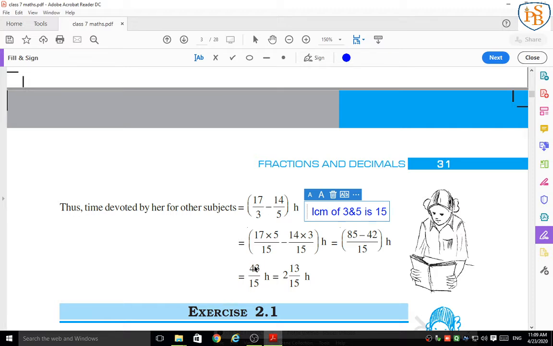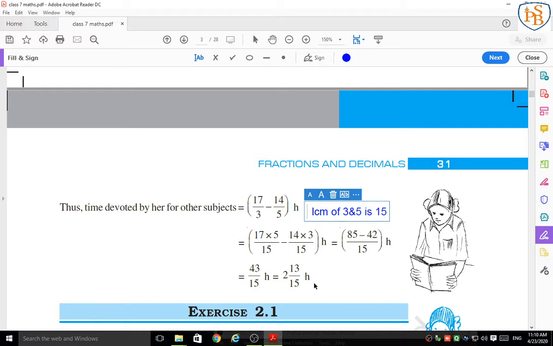This improper fraction we have to convert into a mixed fraction. Students, it is very necessary to convert the answers. When you solve this example, always remember that you have to convert an improper fraction into a mixed fraction, or a mixed fraction into an improper fraction. So 15 2s are 30, and if we subtract 30 from 43 we get 13, that is the remainder that we write in the numerator place. So our mixed fraction is 2 and 13 upon 15 hours.